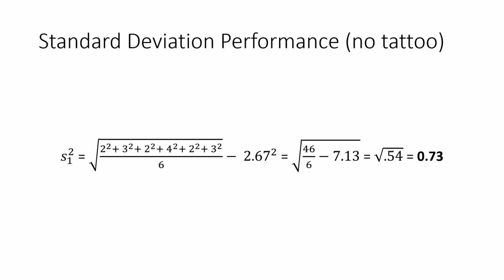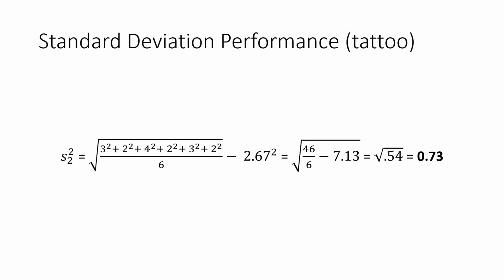All right, the next thing we're doing here is to calculate the standard deviation of performance for group 1. That would be the group of employees without a tattoo, and you can clearly see how we do this here. So we take the square root of each score summated and squared divided by 6 minus 2.67 squared, which gives you the square root of 46 divided by 6 minus 7.13, which essentially gives you the square root of 0.54. So the standard deviation in this case is 0.73.